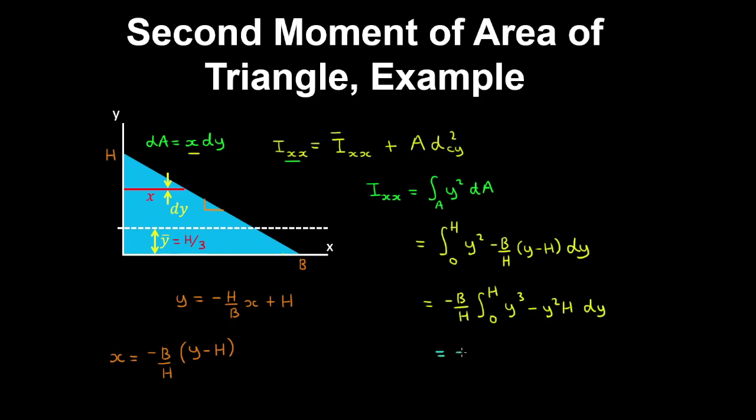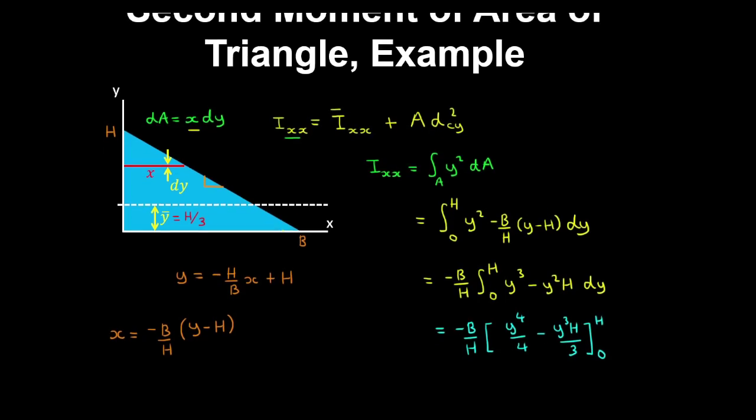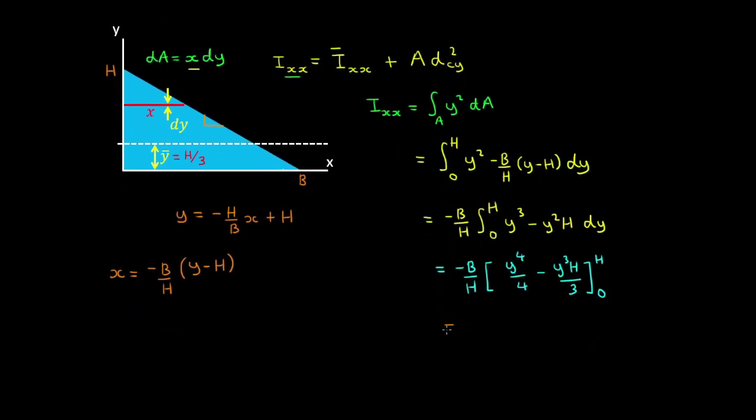And now we can evaluate this integral. So we have minus b on h multiplied by y to the 4 on 4 minus y cubed h on 3, evaluated from 0 to h. So we end up with minus b on h by h to the 4 on 4 minus h to the 4 on 3.